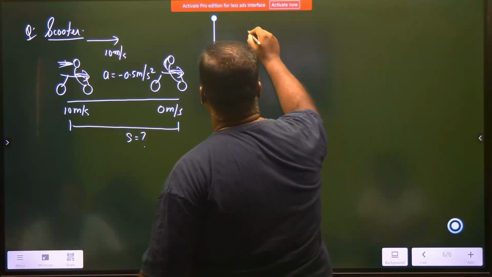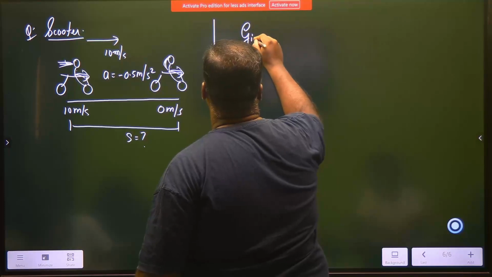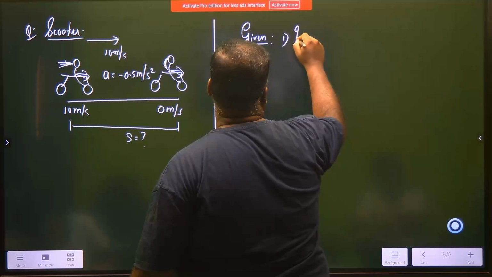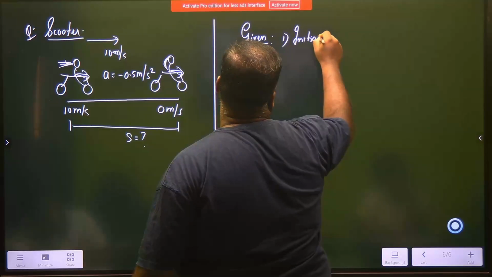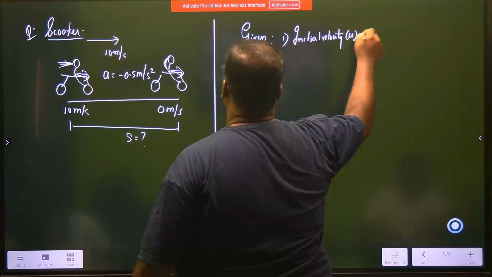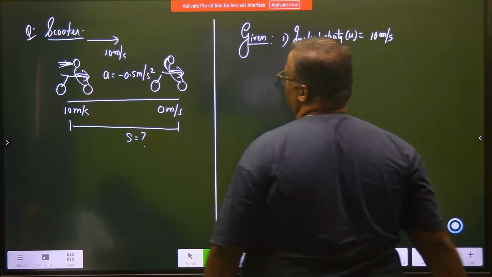So we say given. What all are given? Number one, initial velocity u is equal to how much? 10 meter per second.